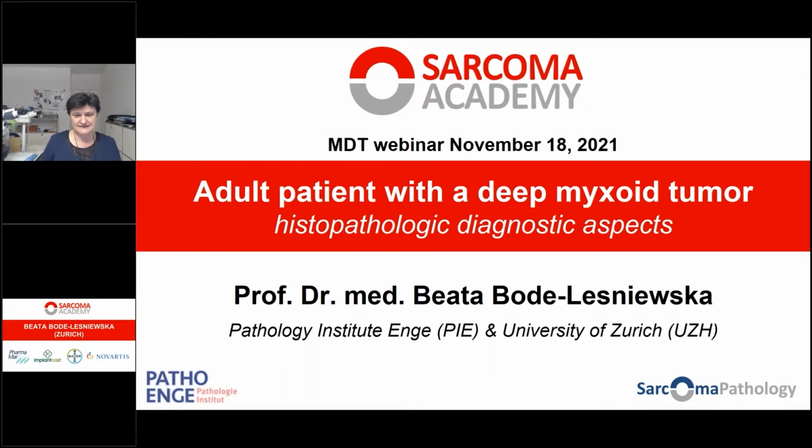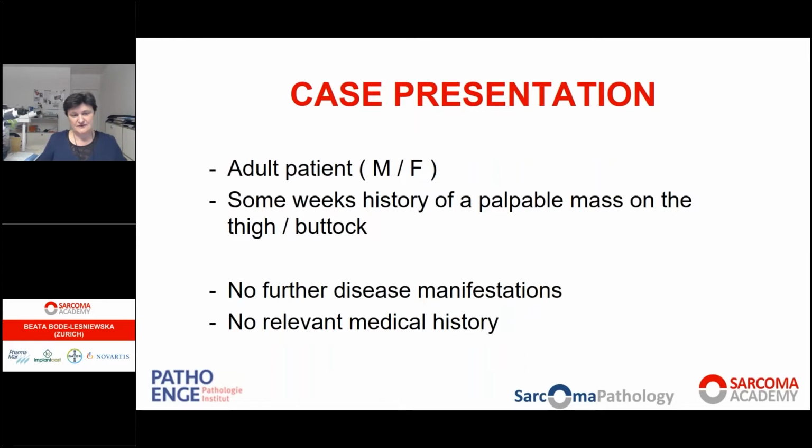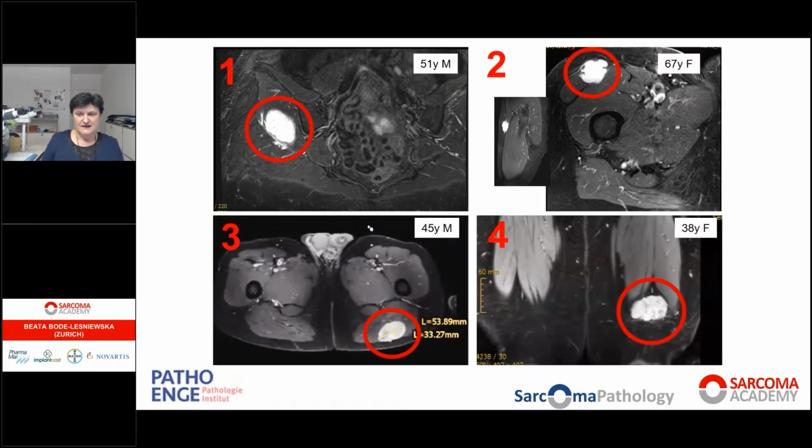diagnosis in such cases. So the patients are all adults. They have a history of some weeks of a palpable mass on the thigh or buttocks. They all have no further disease manifestations, and they have no relevant medical history. If you look at the imaging of these patients, the lesions look more or less the same. They are sharply demarcated, and they show myxoid imaging aspects. They are very similar on imaging. So the question is, of course, are those the same tumors or not?